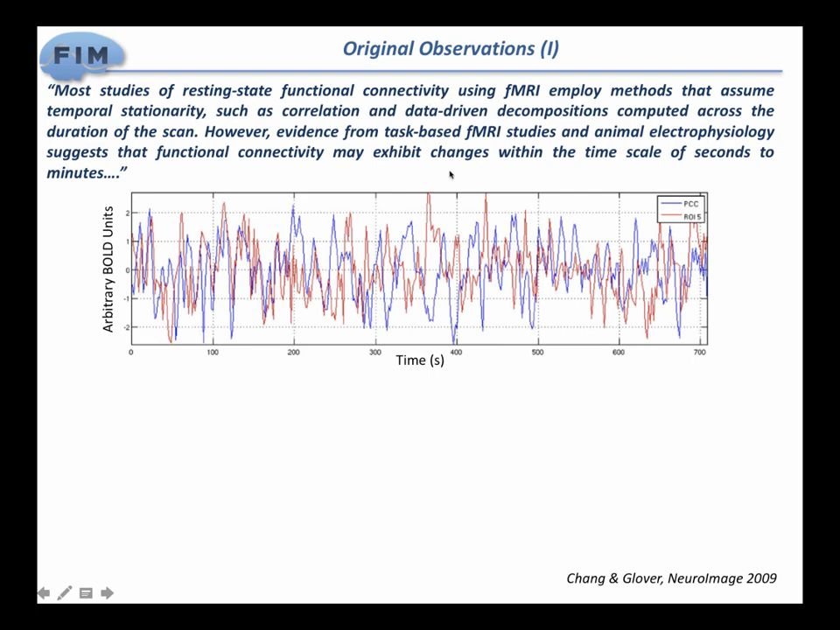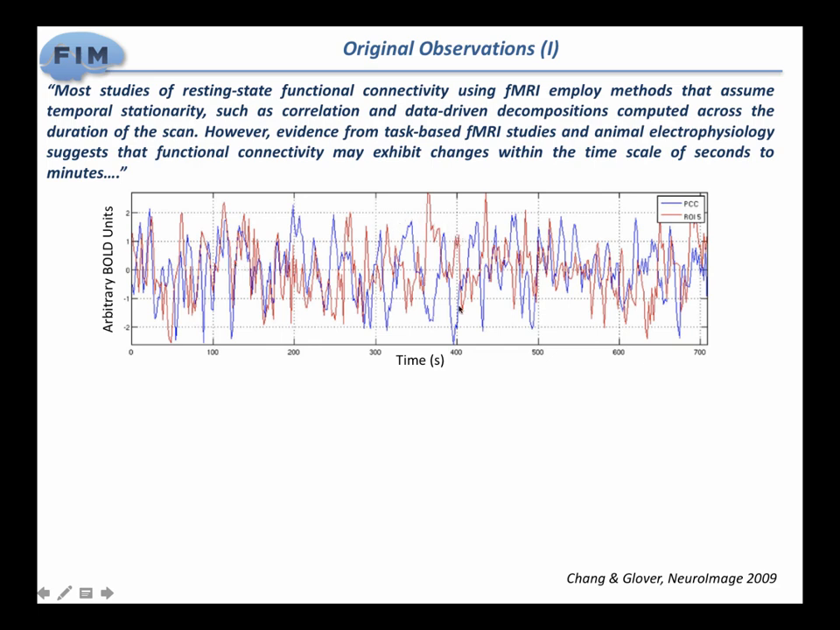However, there is evidence, looking at the data, that functional connectivity may exhibit changes within the scale of seconds to minutes, within that scale of what a single scan is. Here we have two time series, one for the posterior cingulate cortex in blue and another one somewhere else. And just by looking at it, one could argue that around here, both of them seem to go together. So most likely they're positively correlated with each other.